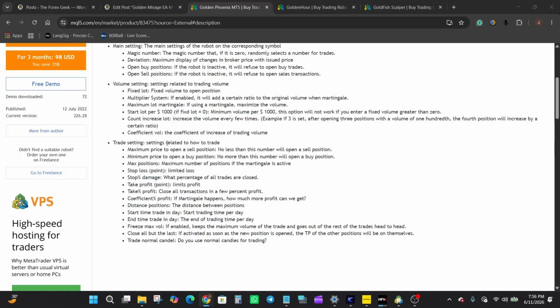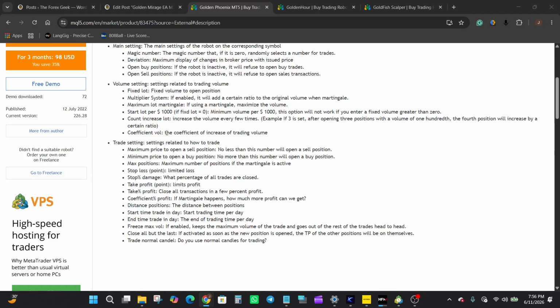Moving further down, we can see the trade management settings. These include controls for maximum open positions, stop loss and take profit parameters, percentage-based profit and loss controls, distance between positions, trading session hours, and additional options related to position handling. There are also features designed to manage how trades are closed when multiple positions are active.